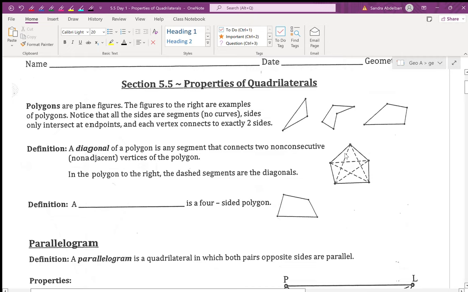Okay, so we are getting into our quadrilaterals unit. Does anybody know what a quadrilateral is? Hello? Excellent. A quadrilateral is a four-sided polygon.